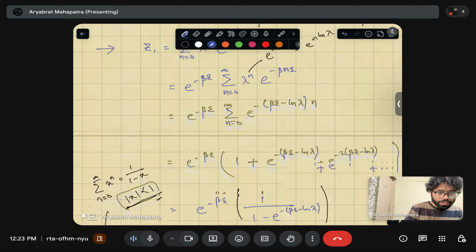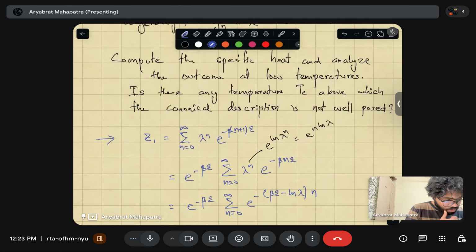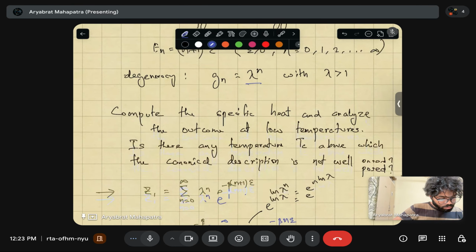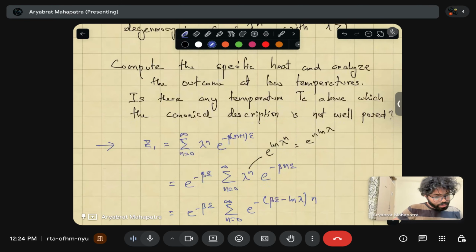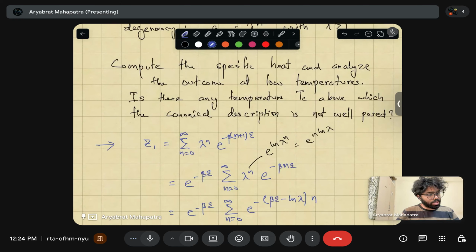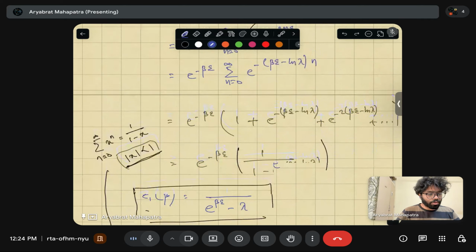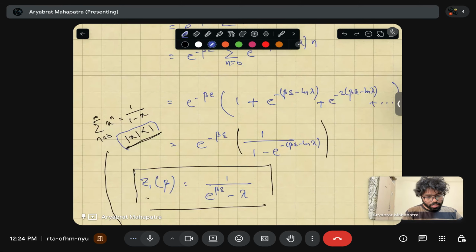Okay, so you got this right. This is what is meant here: what would be the problem, or what is the case, if we go below or above this critical temperature? It follows from this condition here.